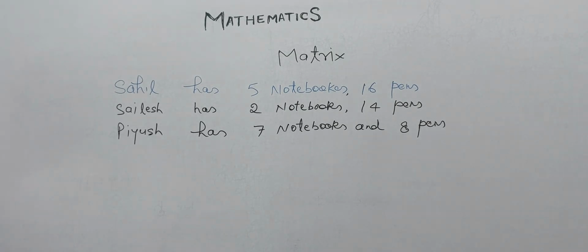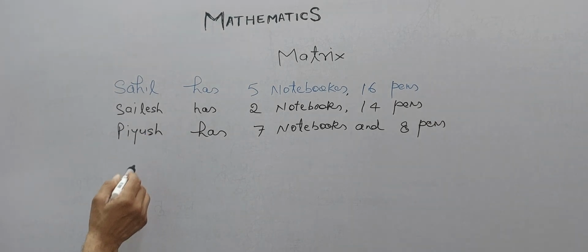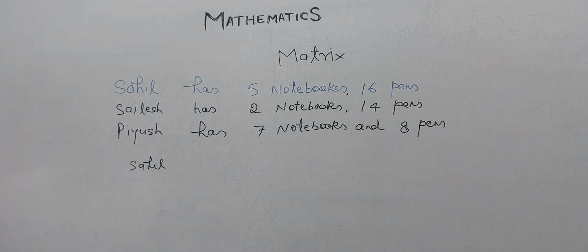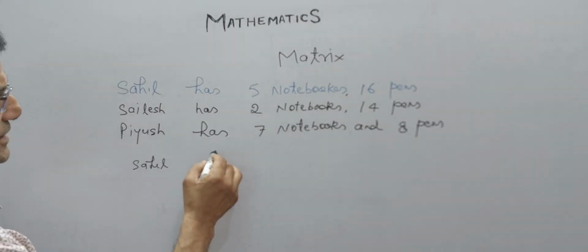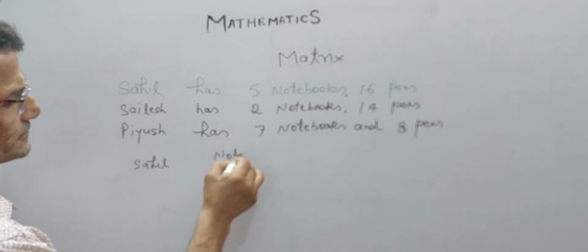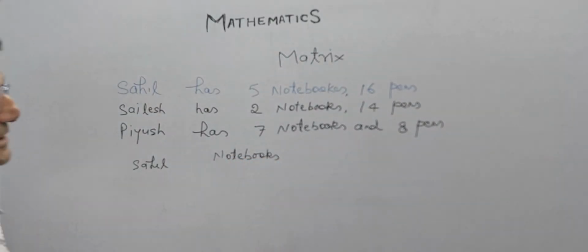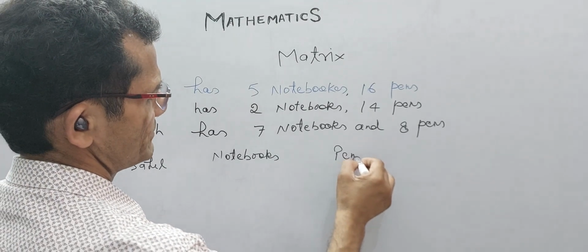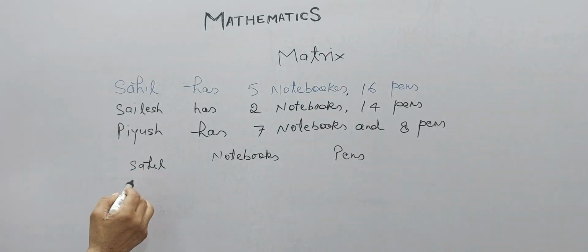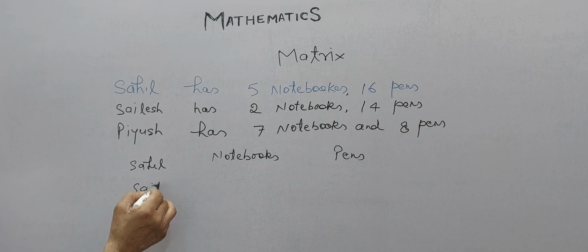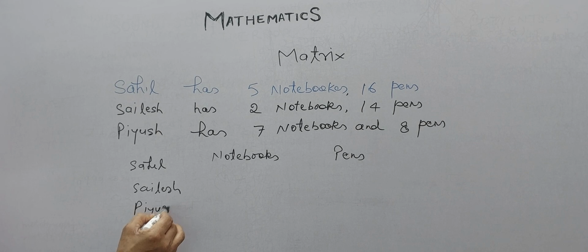Normally, matrix representation is in rectangular format. So Sahil, the notebook is here. The position of the notebooks will be under this, and pens will be under this. So Sahil, Salish, and Piyush, these are the brilliant students.